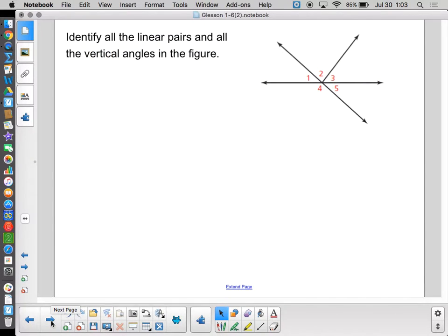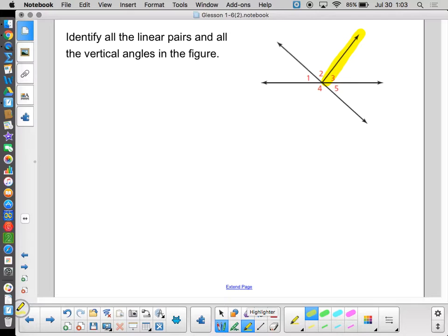So identify linear pairs and vertical angles in the picture. Now, this picture would be super simple if I didn't have this ray right here. If I didn't have that ray, we'd have a pretty easy time working with this picture. But because that ray is there, it does complicate things a little bit. So let's start by naming the linear pairs.